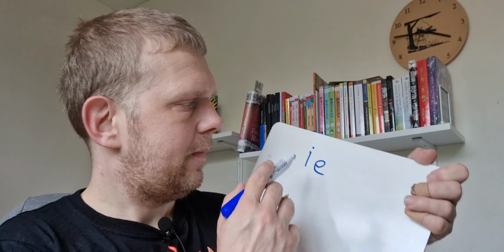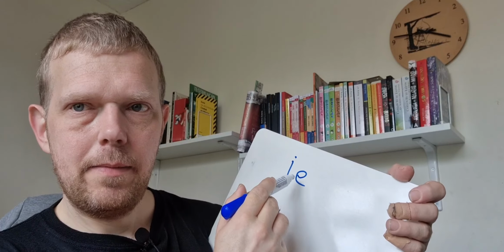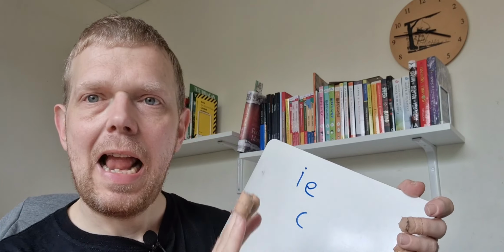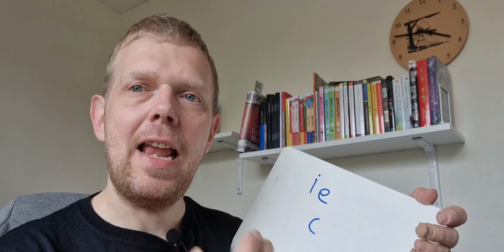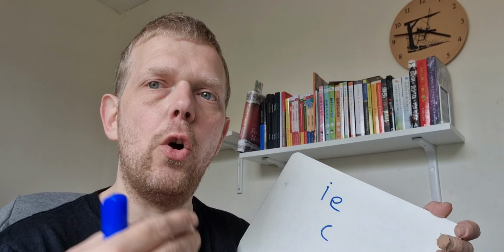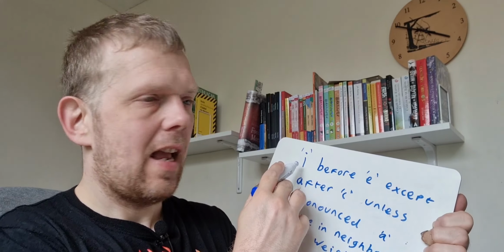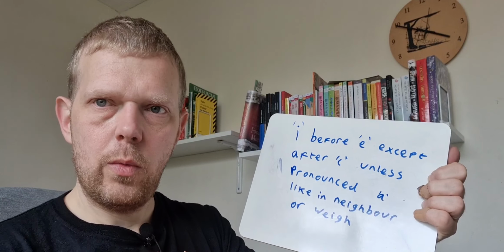I'm going to start with a rule about the letters I and E. And there is a rhyme that is: I before E except after C, unless pronounced A, like in neighbour or way. So I'm going to write that down.